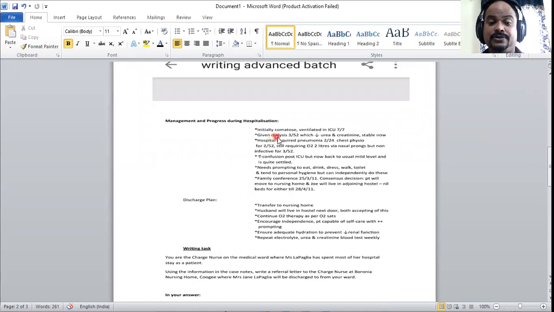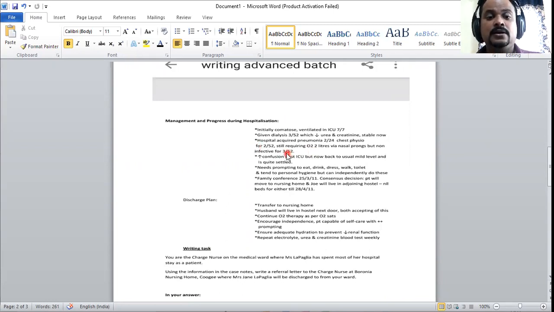She was initially comatose, so she was unconscious, and she was on a ventilator for almost 7 days, a week, and was given dialysis for 3 weeks, which reduced her urea and creatinine back to normal. So now she has hospital acquired pneumonia, and she was given physiotherapy, and she requires it for another 2 weeks.